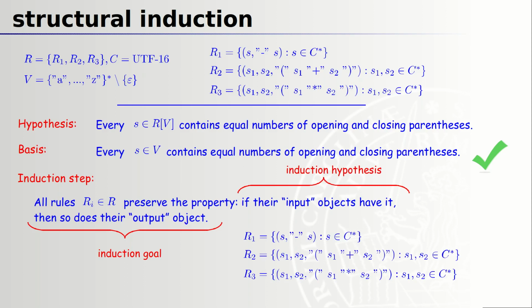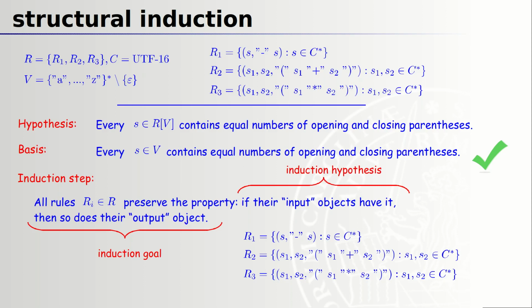Let's see if we can convince ourselves such is the case for these rules. R1, the first rule, has one input object, some string s. Its output object is that string prefixed with a minus sign. So the number of parentheses isn't changed, and thus if the input object had a balanced number of opening and closing parentheses, so does its output object.